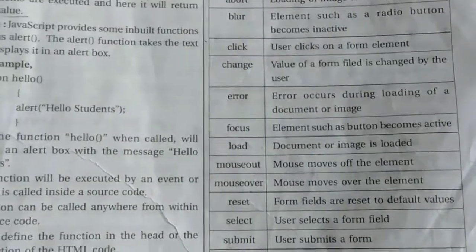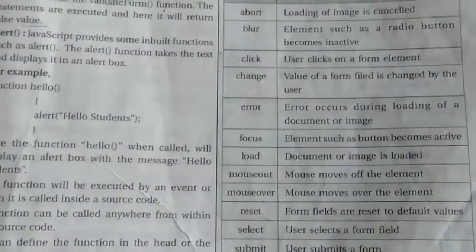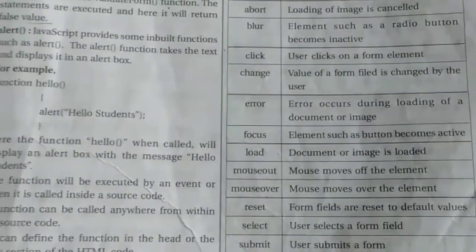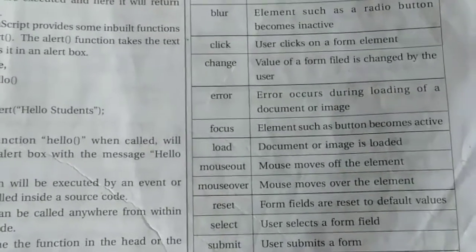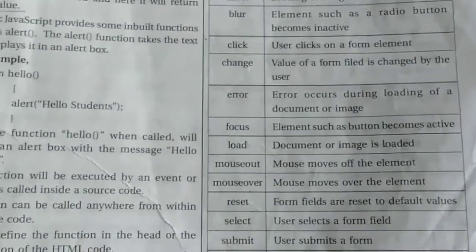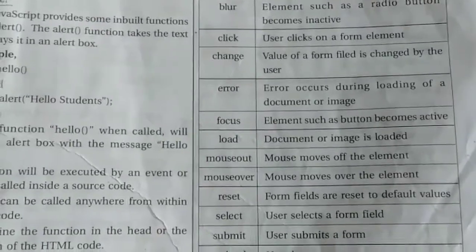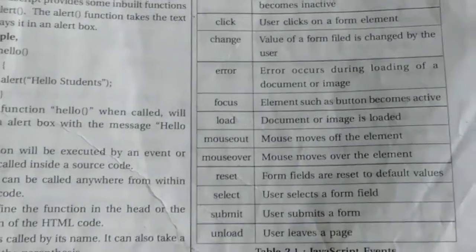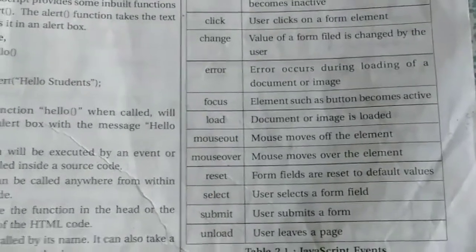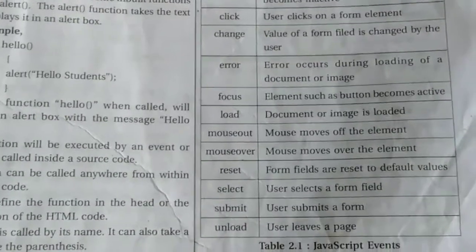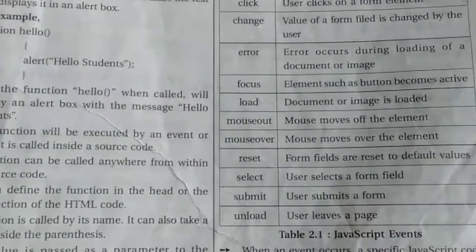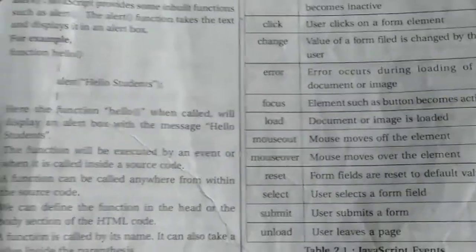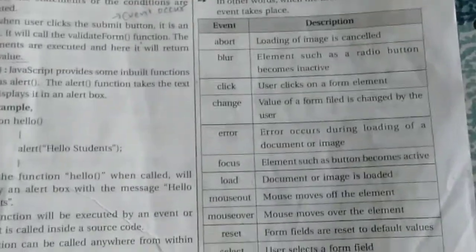Next is mouse out or mouse over. The name suggests its work itself. Mouse out means the mouse moves off the element. And mouse over means the mouse moves over the element. Next is reset. When you are clicking your reset button, then the reset event occurs. Select. When you are selecting any field, then the select event occurs. Submit and unload. So these are various events that occur when you are filling your form.